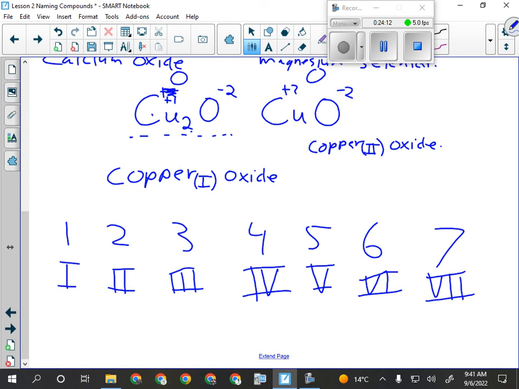Those would be put into your names for any ionic compound that has more than 1 charge. So you only need to use it if the metal has more than 1 charge. I wouldn't put that in sodium chloride or magnesium sulfide. Those only have 1 possible charge. I don't need a Roman numeral for those. I only need it if the metal has more than 1 possible charge.